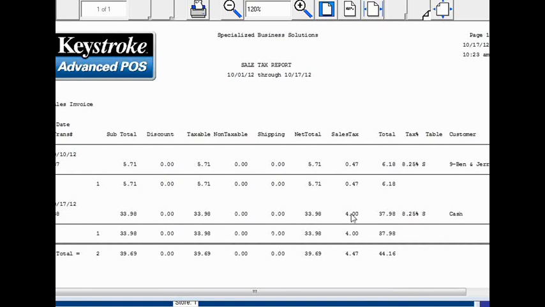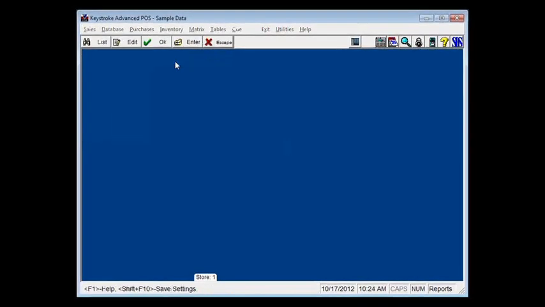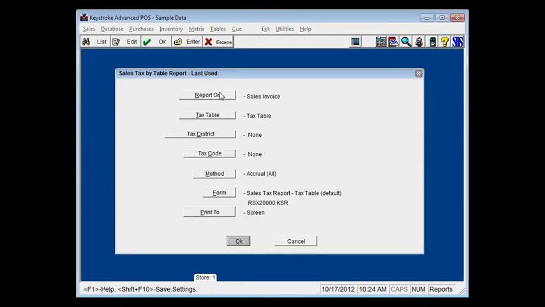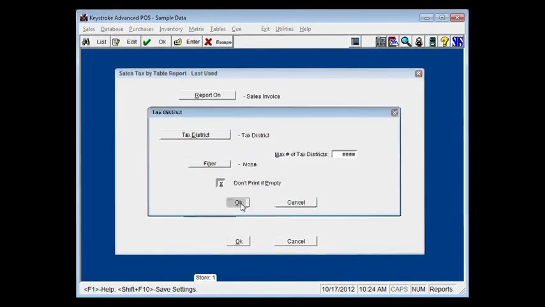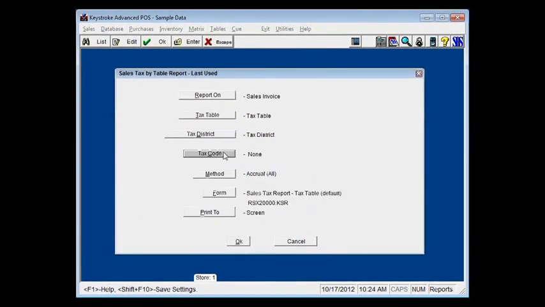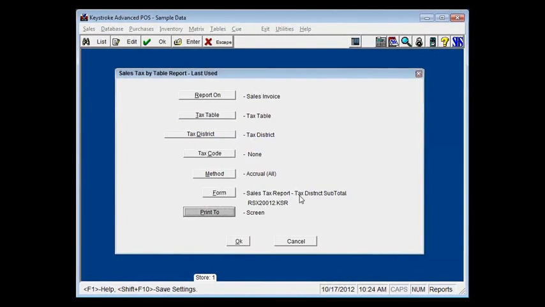Now notice here, the one today, if you send your bottle deposits to the state along with your regular sales tax, this is great. You can just run this report, and for this date range, you've collected $4.47. But if you have to remit your bottle deposits separately, then you would do a table district code report. You would definitely want to report by district. You may or may not want to report on code, but we're going to use the tax district subtotal.